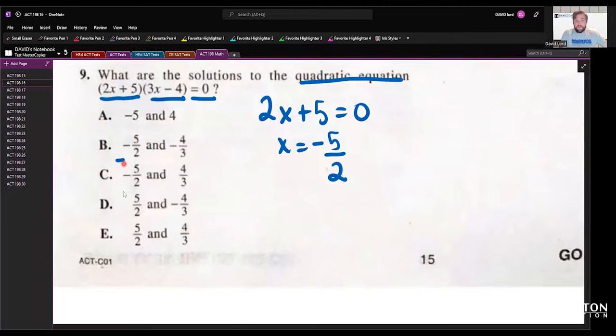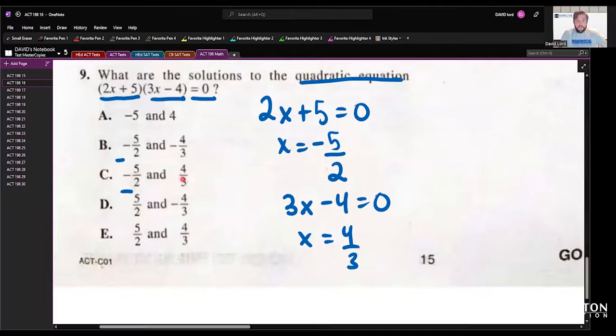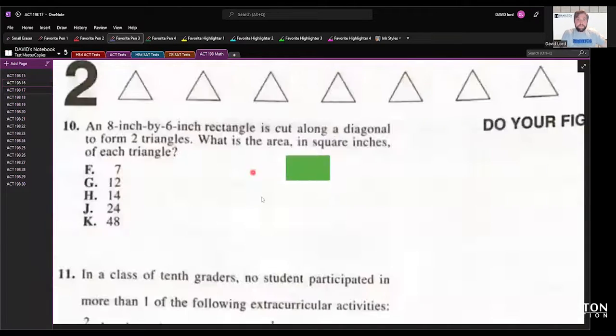But that leaves either B or C, so I need to find the other factor, the other zero as well. 3x - 4 is set equal to 0. x is equal to 4/3. And that leaves me with only answer choice C as my correct answer.